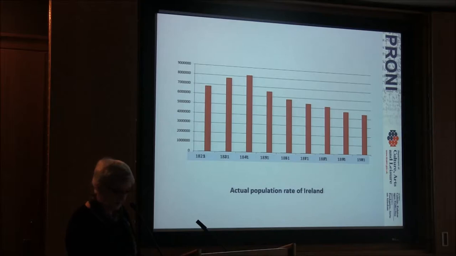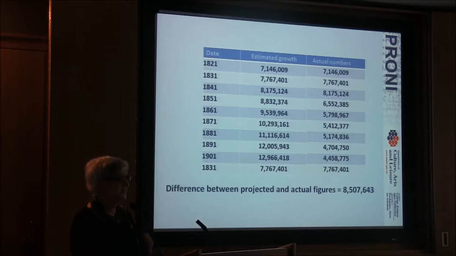So for those of you who like actual figures instead of graphs, I'm happy with graphs myself. I think they're quick and easy. But you can see the actual figures calculated on this. 21, 31, 41 are actual statistics from the census. As of 51, these actual figures are all census figures. The estimated growth is in the middle, as to what the figures should have been. So as you can see, they part company at 41.